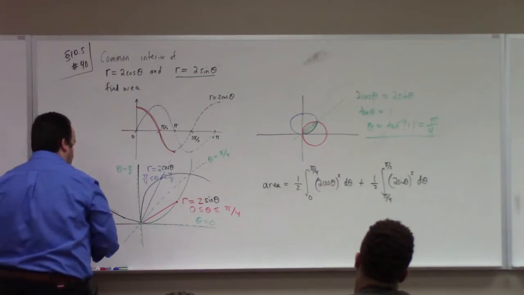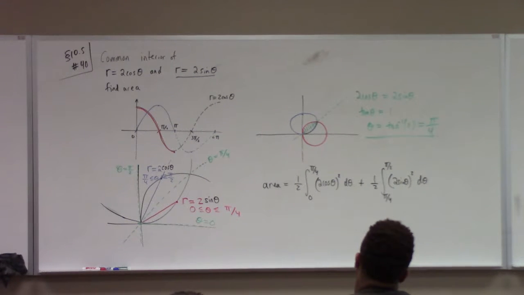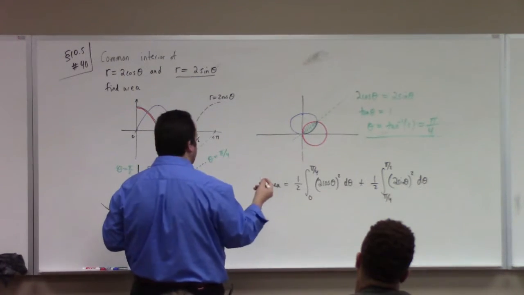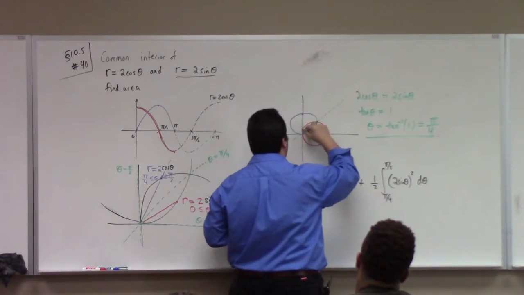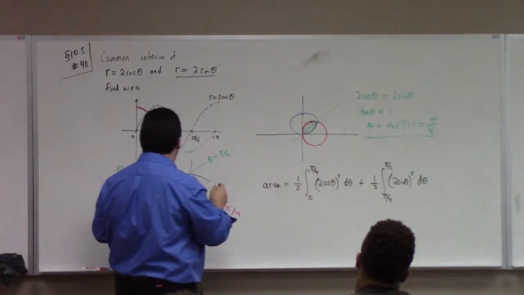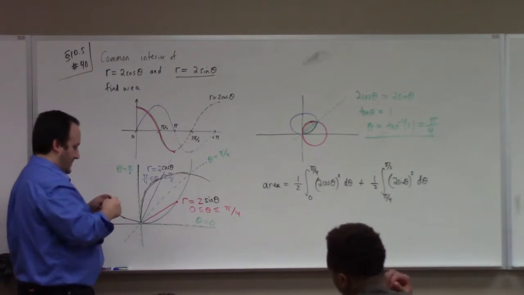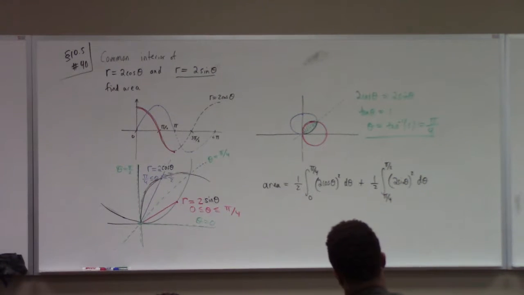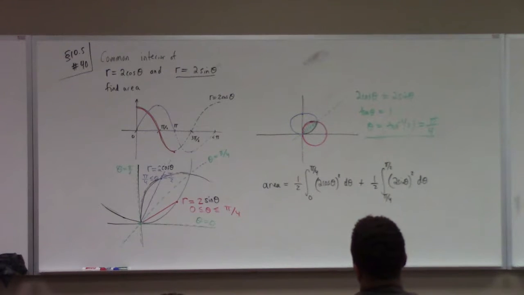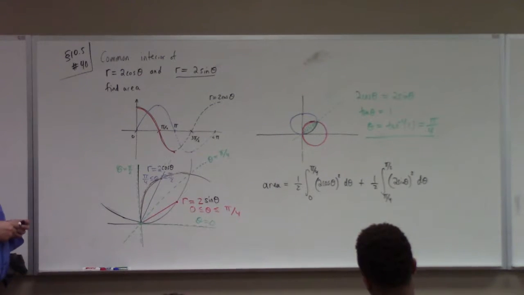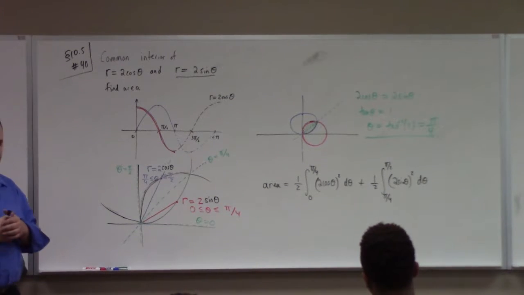This guy. So pi over 4 to 0 for 2 sine theta will only capture that section. So, yeah. And those are sine squared and cosine squared integrals, so they're not too bad, right?